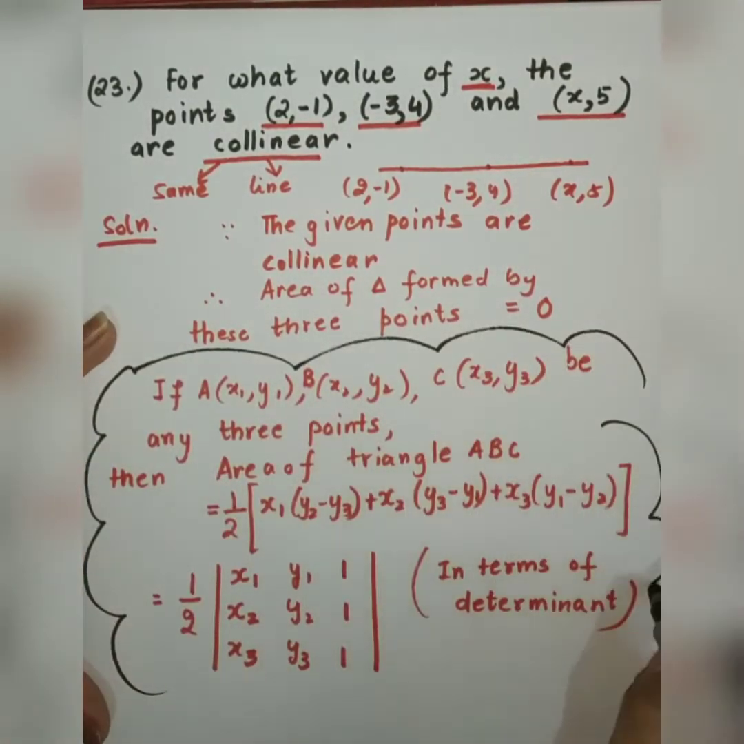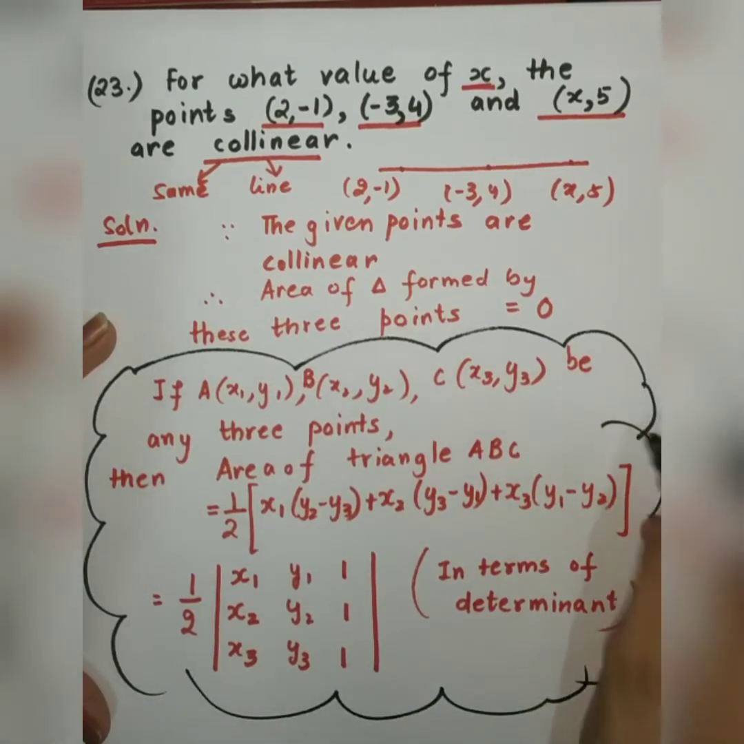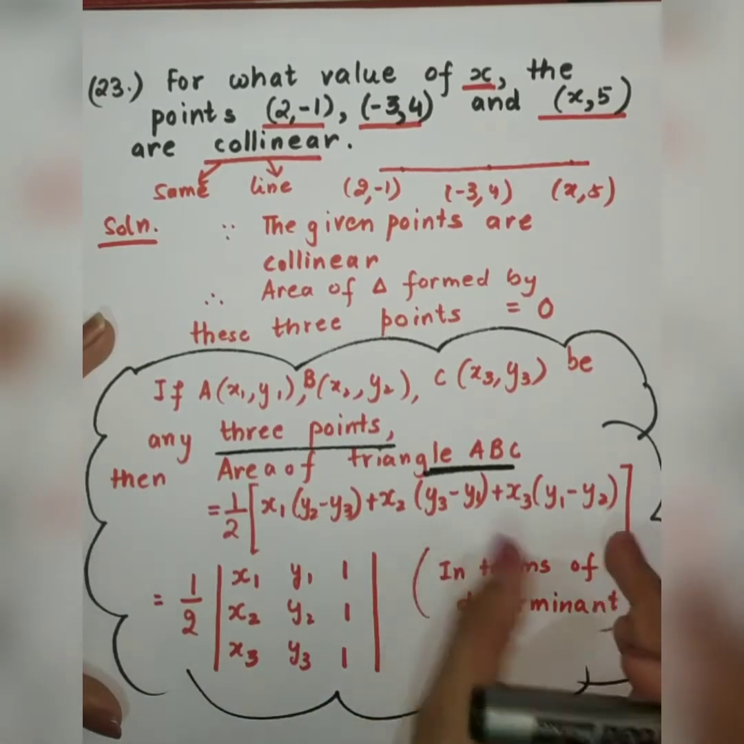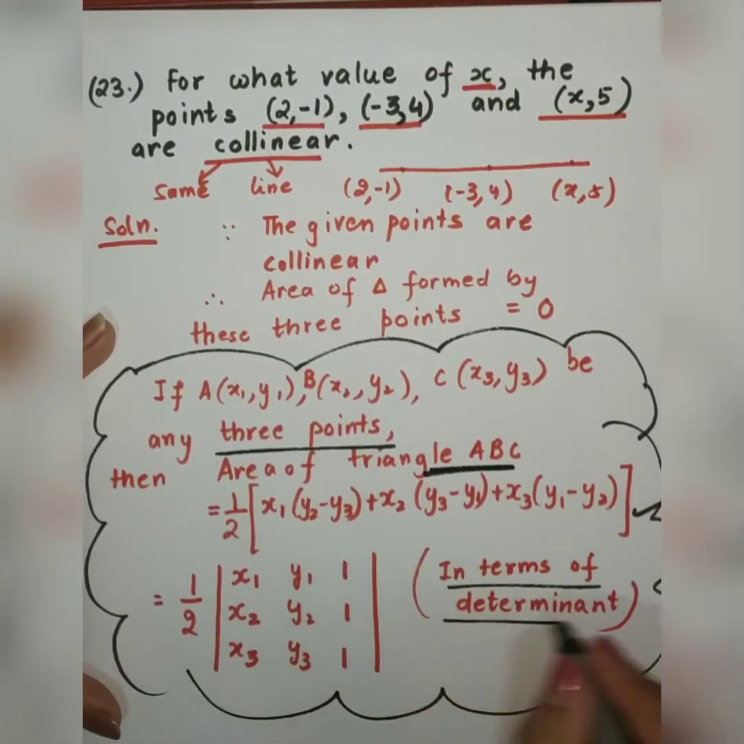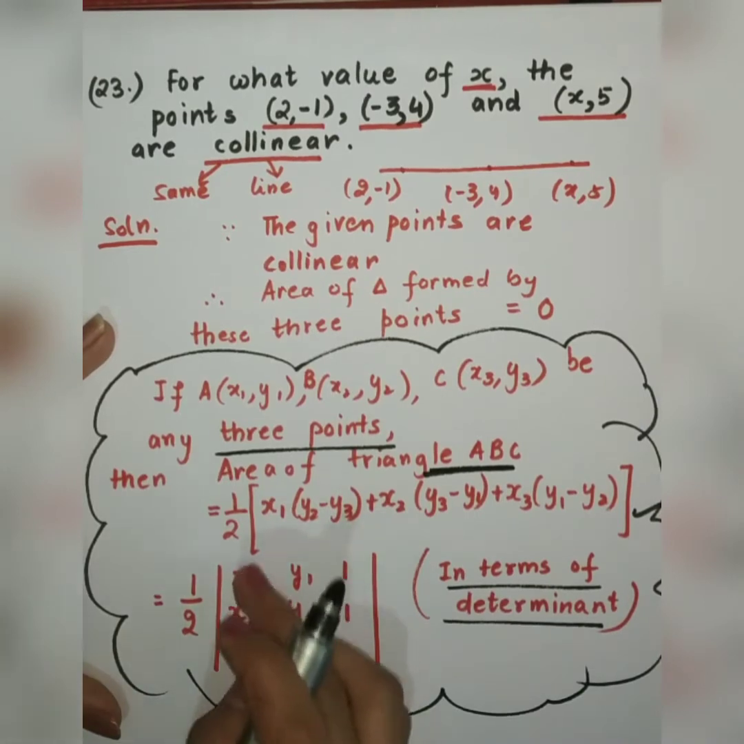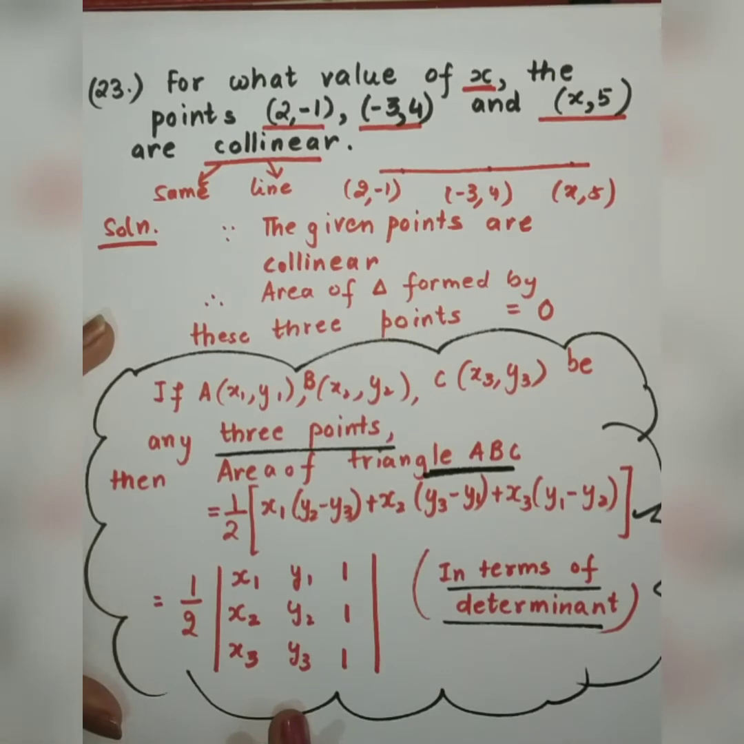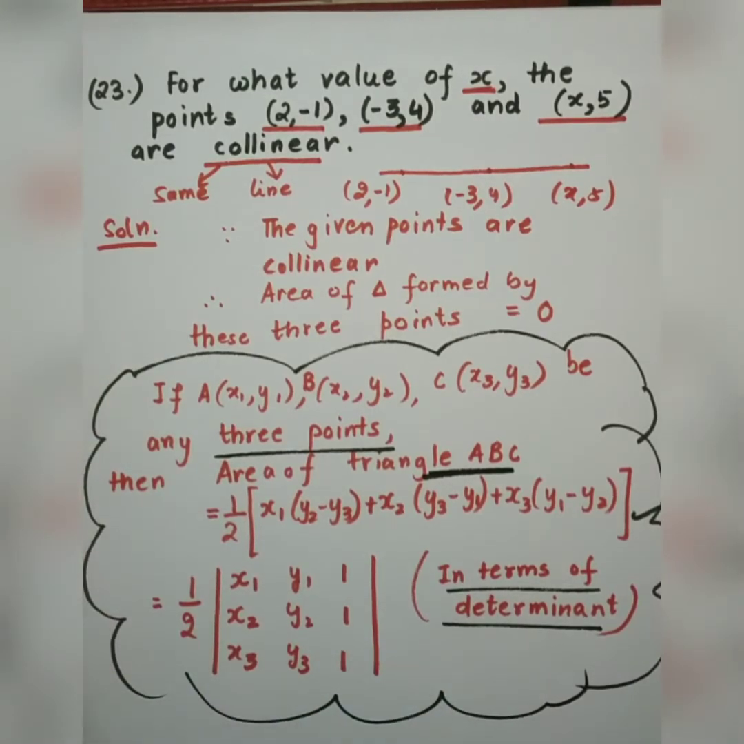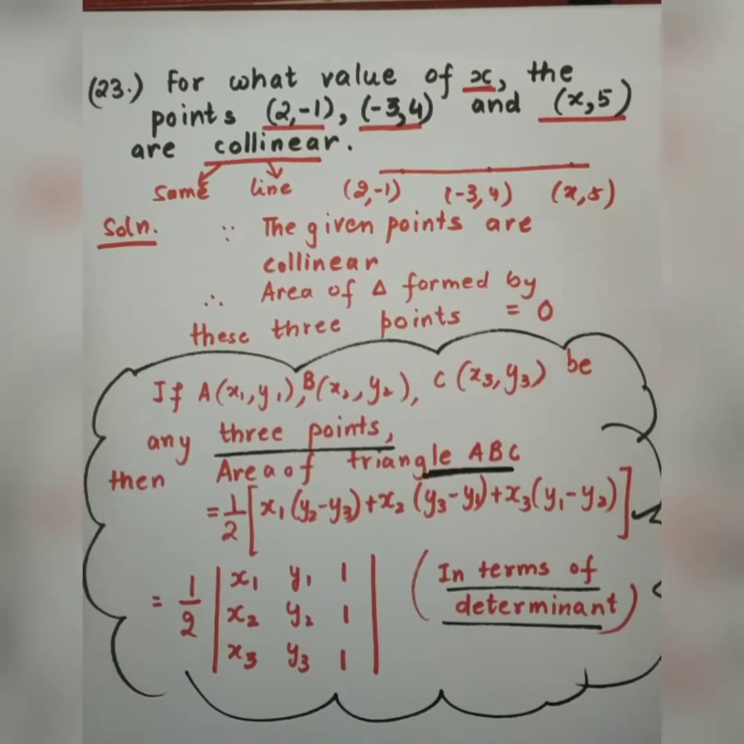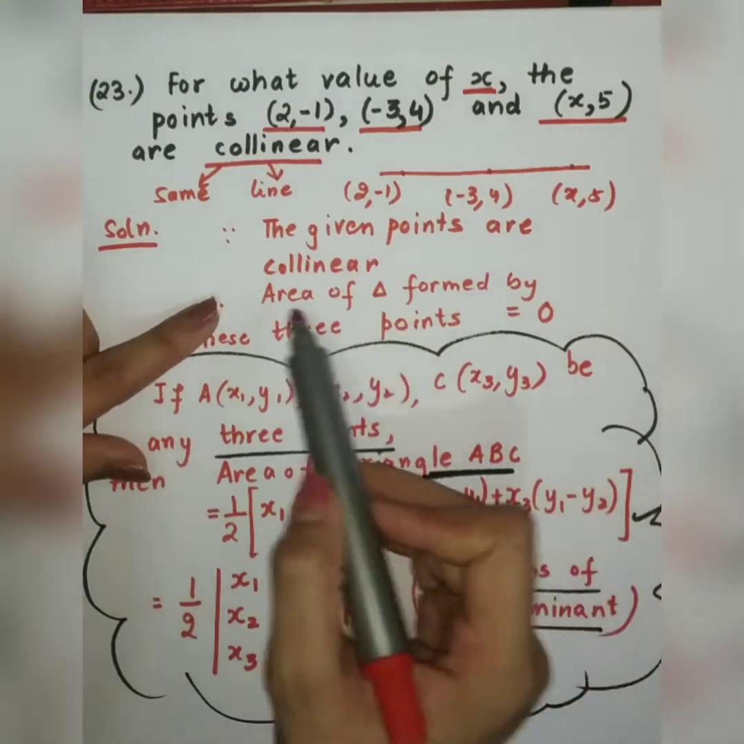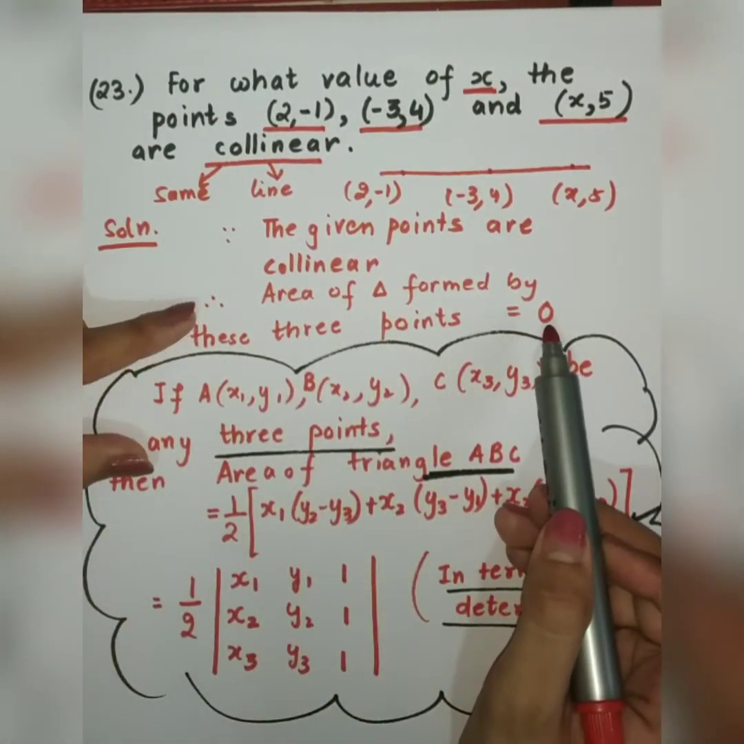If we are given any 3 points and we have to find the area of the triangle formed by those 3 points, that is given by this formula, and in terms of a determinant it is equal to this. Write all the x coordinates in column 1, all the y coordinates in column 2, and in your third column you have to write 1, 1, 1. Clear? So now coming back to our question, we are given that the 3 points are collinear. It means the area of the triangle formed by these 3 points will be equal to 0.